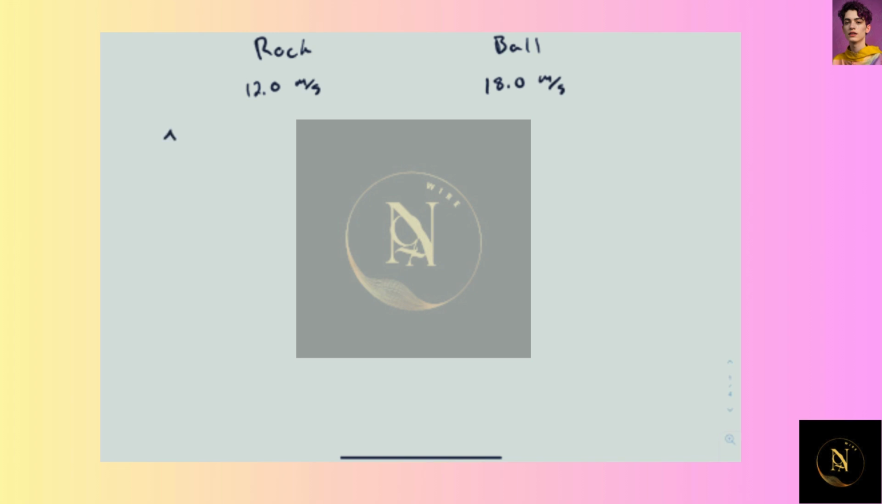And so if I say that delta y for the rock is v0 for the rock times t, I'll just say t1 because our times are going to be different, plus 1/2 a t1 squared. And the same for the ball, different v0. I'll just say v1, even though they're both initial. t2 plus 1/2 a t2 squared.